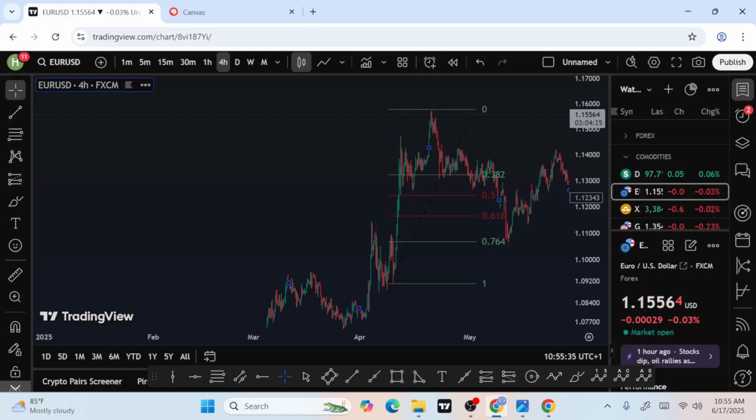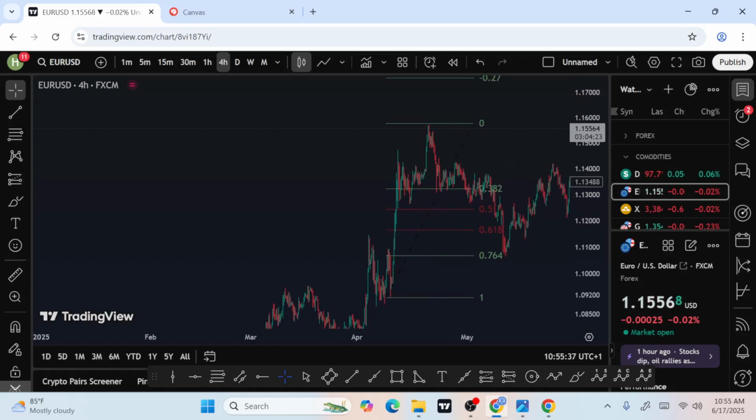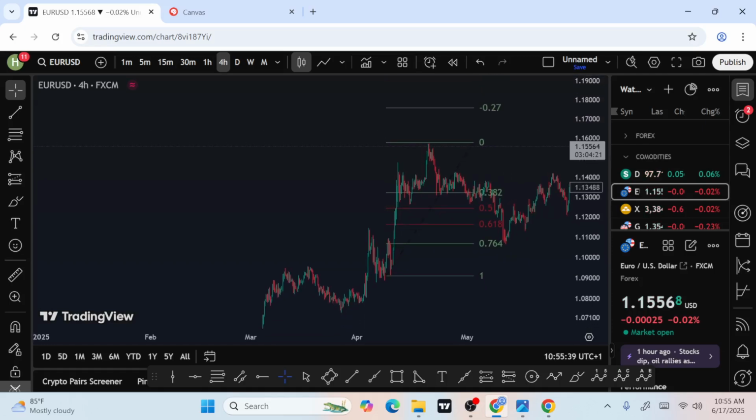The way they said here, this 0.27 here, you can use it as your potential take profit. So you get just like that. That's all about it. And you cannot use it on the ranging market. It only works on the trending market, either the downtrend or the uptrend. That's what I have to say about it.